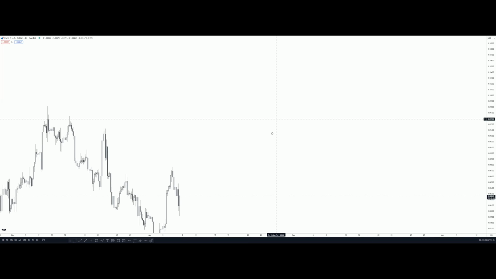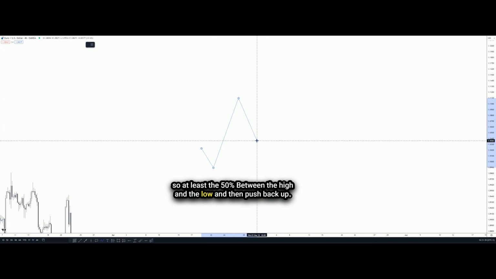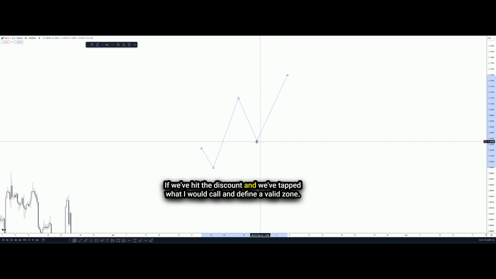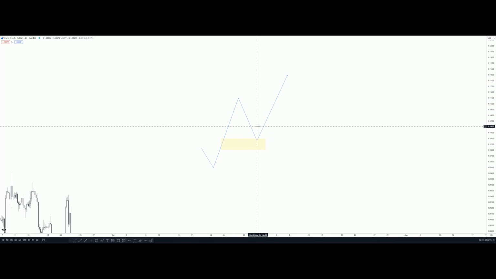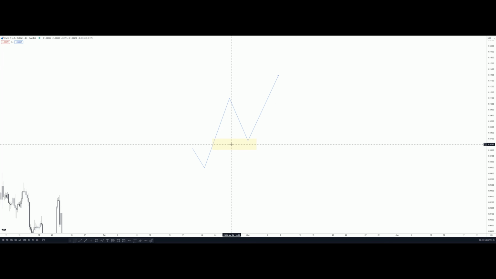For those of you that don't know, if I have a valid low that's formed, then a valid high is formed, what is my expectation next? Well, it's that we get a pullback, and then if we hit the discount of this range, so at least the 50 between the high and the low, and then push back up, if we've hit the discount and we've tapped what I would call and define a valid zone, and if you want to know what that is, look at the second video I ever uploaded to this channel. Nothing has changed there from what I consider a valid zone. Basically, it's anything but imbalance is a valid zone for me. Now, if we tap that, move on.